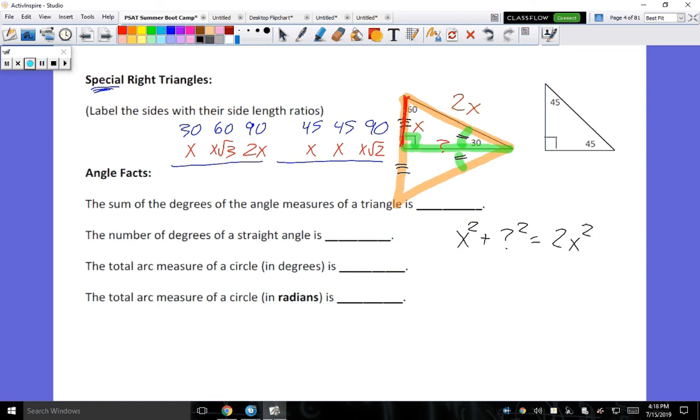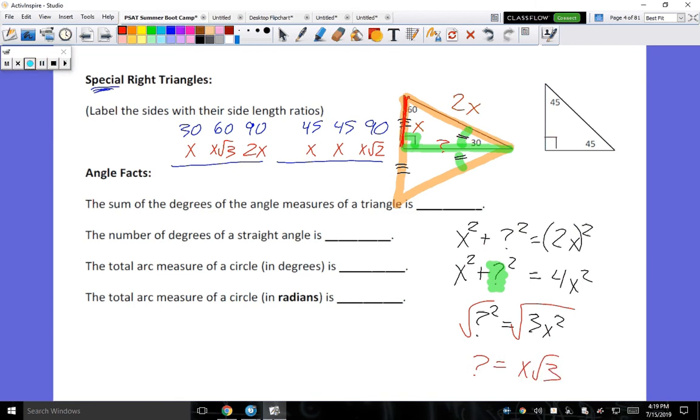Nice job. Parentheses right here. Okay, so if I distribute that power, what should I have written? 4x squared. Our goal is to get the question mark. What do we do? Subtract x squared. So I get question mark squared equals 3x squared. If I take the square root of both sides, x root 3. Perfect.